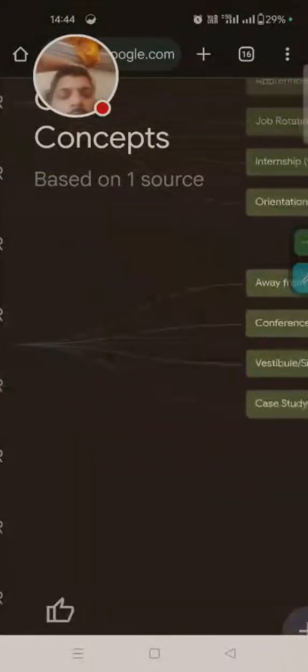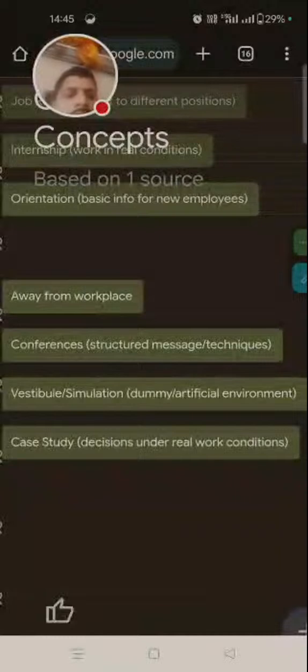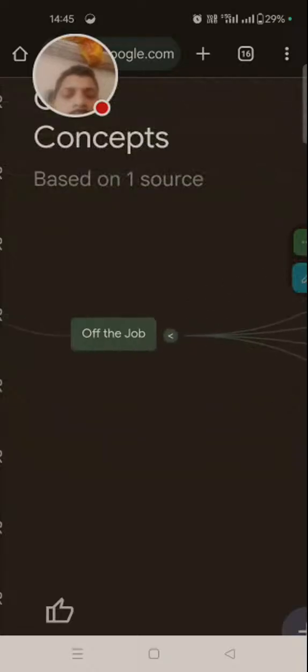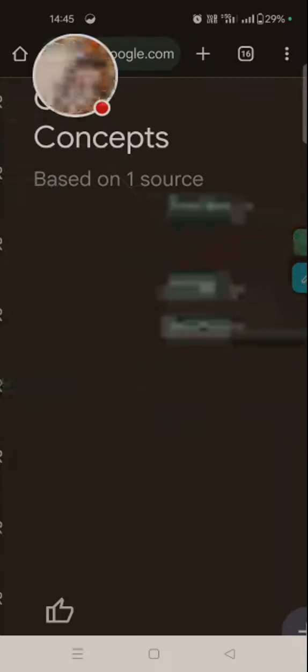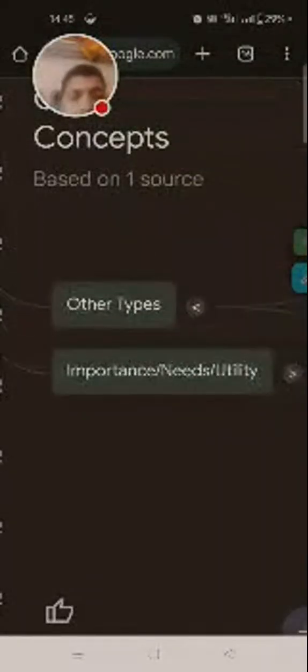Then off the job training is away from the workplace: conference, structured message and technique, vestibule and simulation with a dummy and artificial environment, and case study, decisions under real work conditions. Then what is the other type of training? Pre-entry training is necessary before a job or service, like B.Ed for a teacher and MBBS for a doctor. Then comes post-entry training, after selection and according to the post, like in police, IPS, and confidential service. So it is not pre-job.